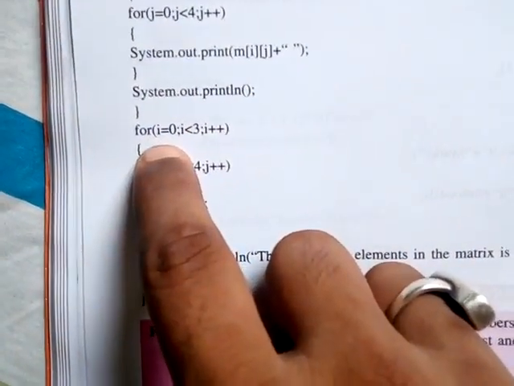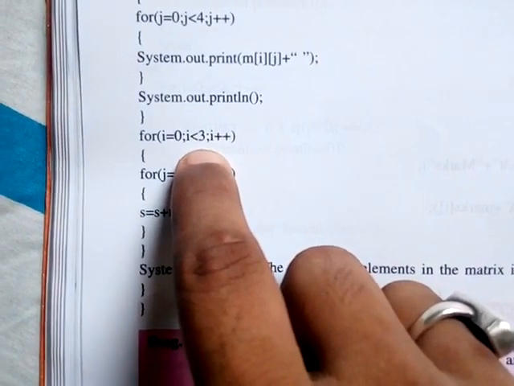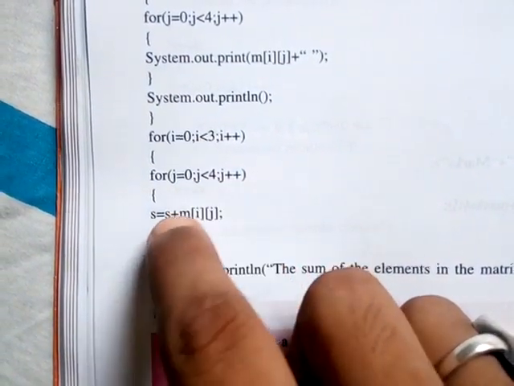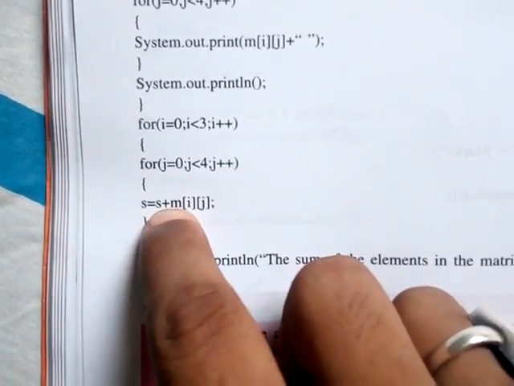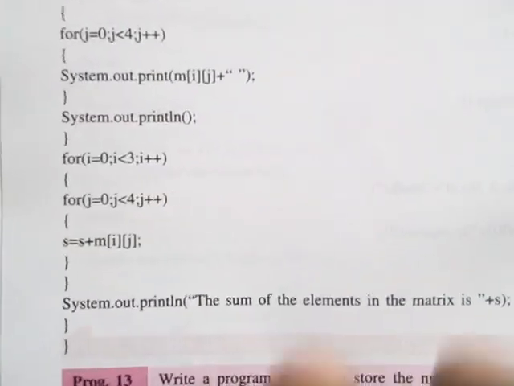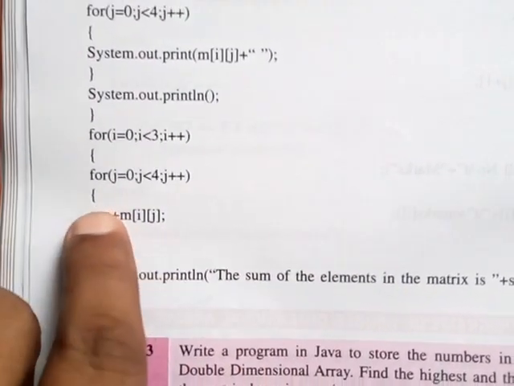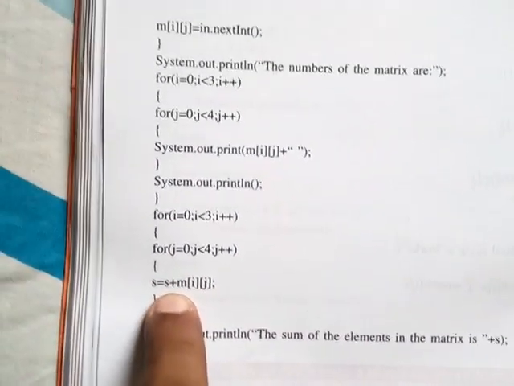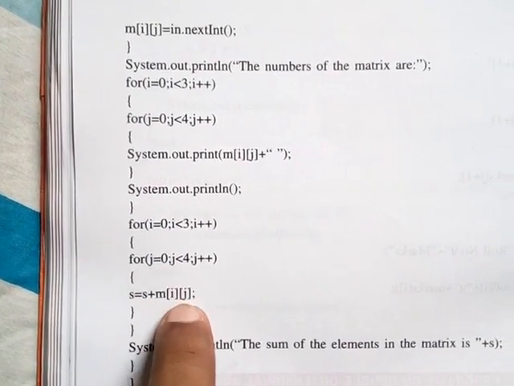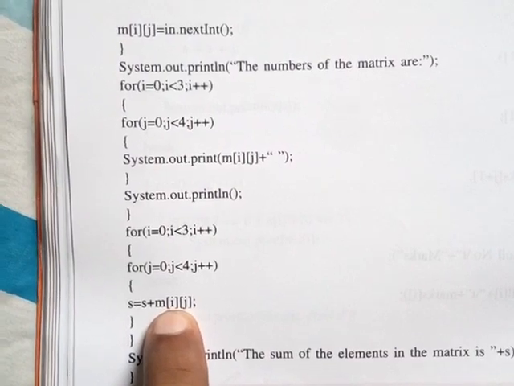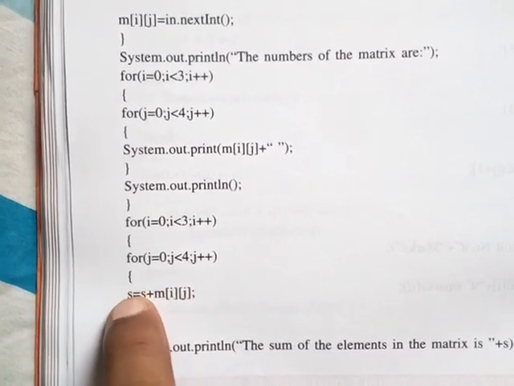See, i equal to 0, i less than 3, i plus plus. For j equal to 0, j less than 4, j plus plus. s equal to s plus, that means a counter variable. s equal to s plus m[i][j], that means 0 plus m[i][j], that means the first position of that array. That value will be added and stored in s.